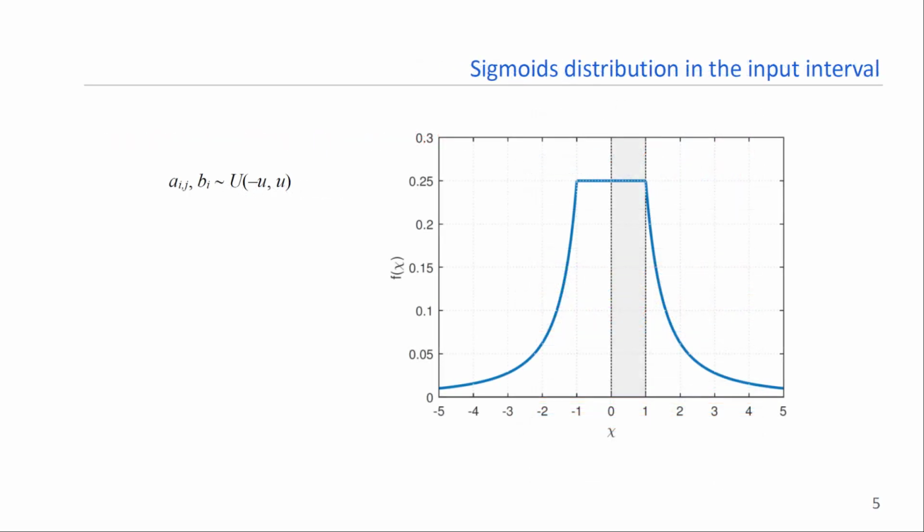Let's see how the inflection points, chi, are distributed when the weights and biases are selected from the uniform distribution over the interval -u, u. The probability that the inflection point is inside the input interval is only 1/4. This means that most sigmoids have the most useful, steepest fragments outside of this interval.